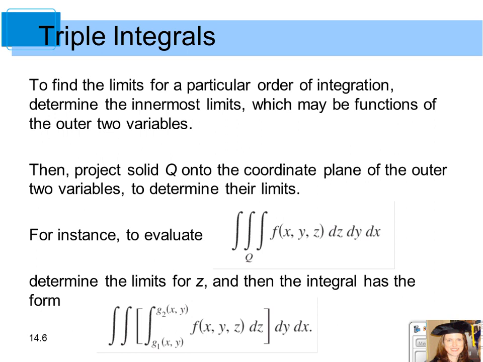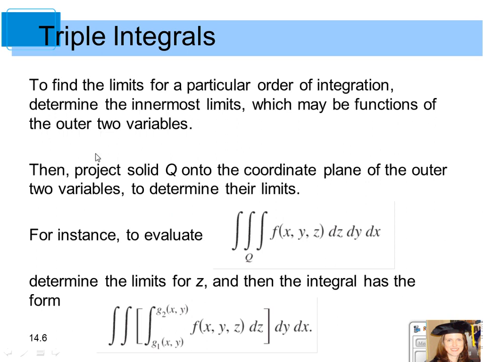To find the limits for the particular order of integration, you want to determine the innermost limits, which may be functions of the outer 2 variables. So the inside bounds, in this case, can have y's and x's in them, because the order of the differentials is dz, dy, dx.